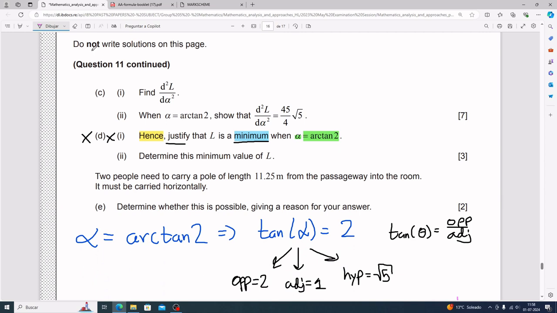All you really have to do for part D I is use the part that says show that. You can just say that the second derivative, this is the same as the second derivative.